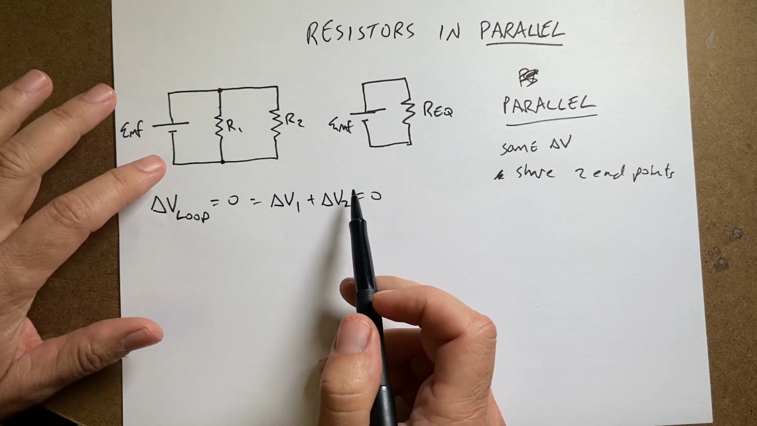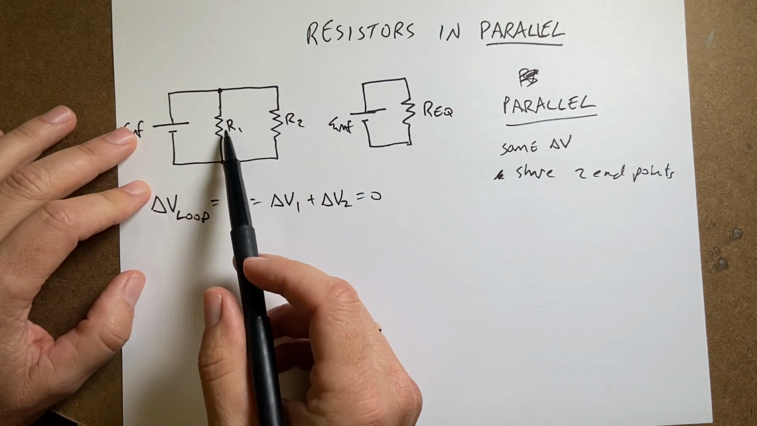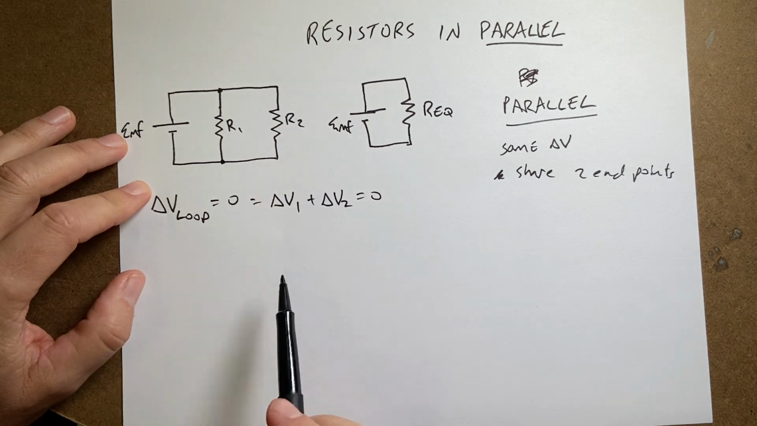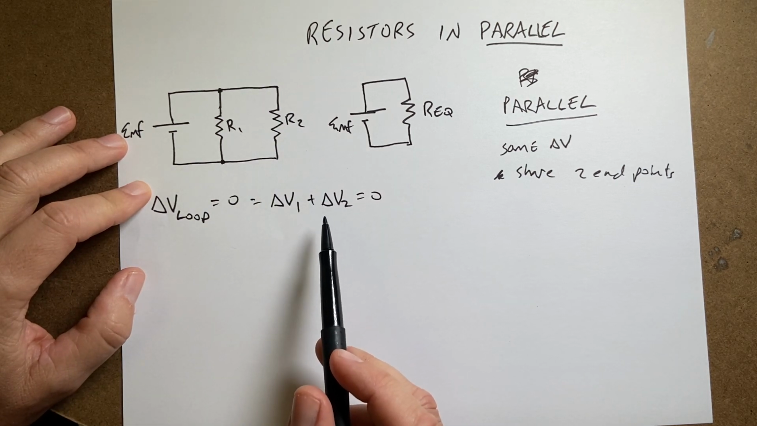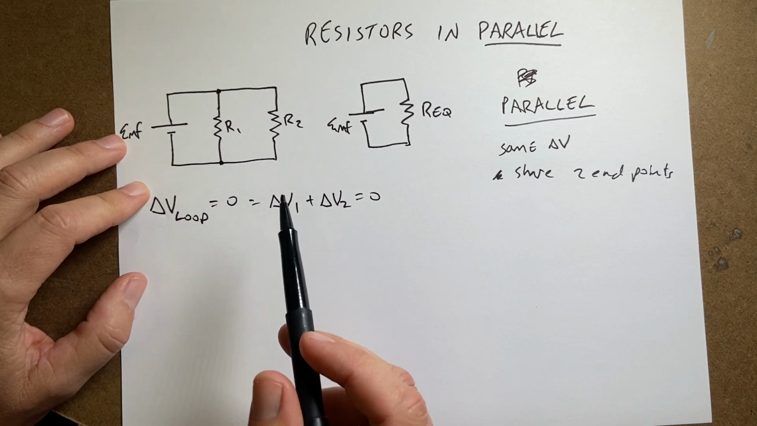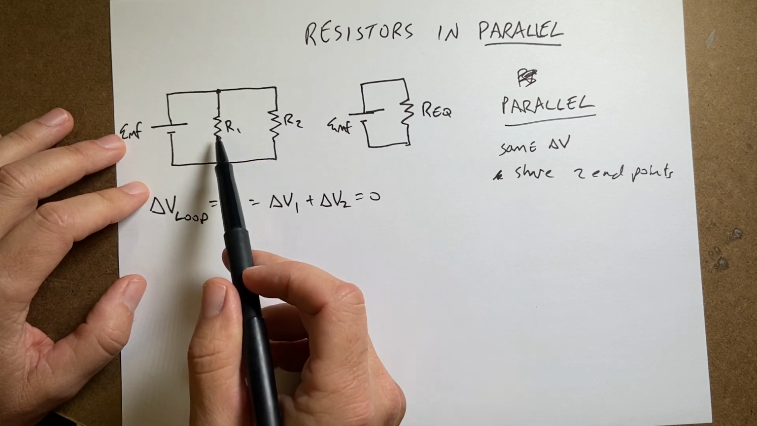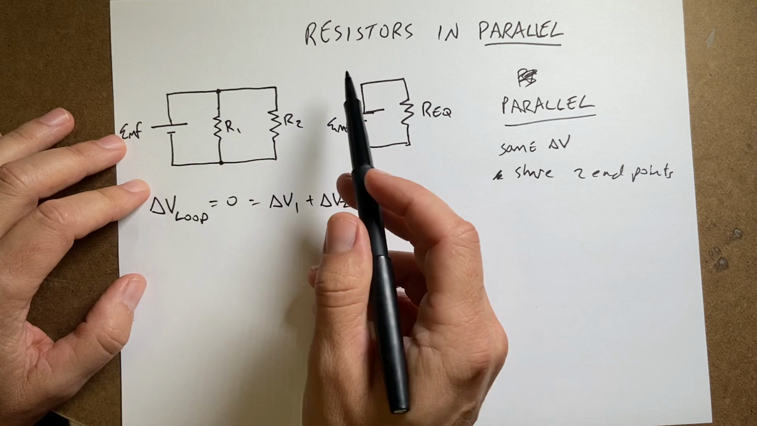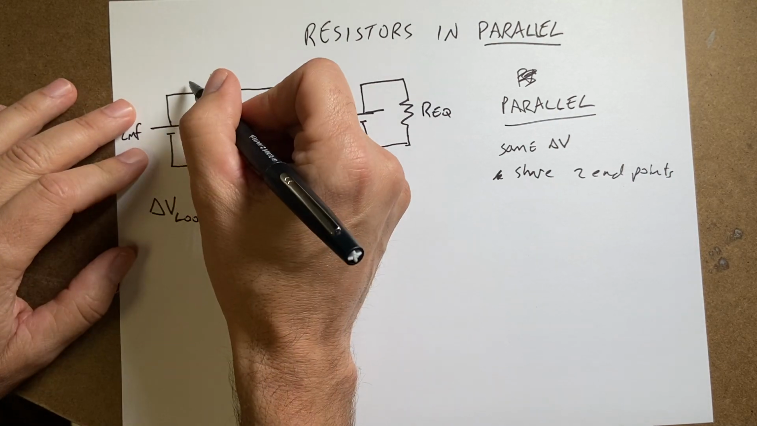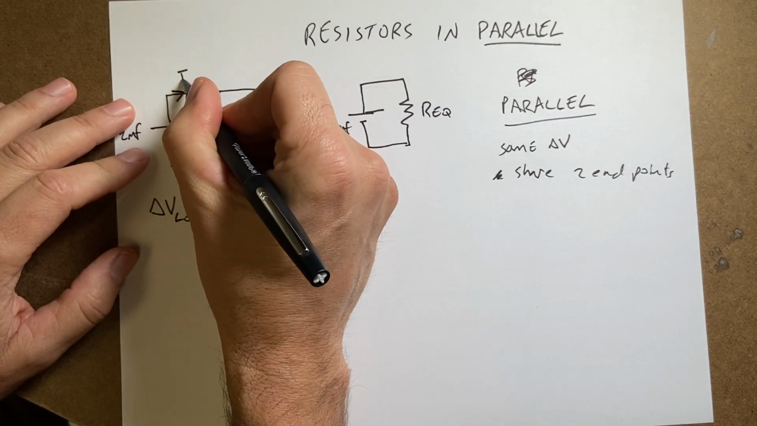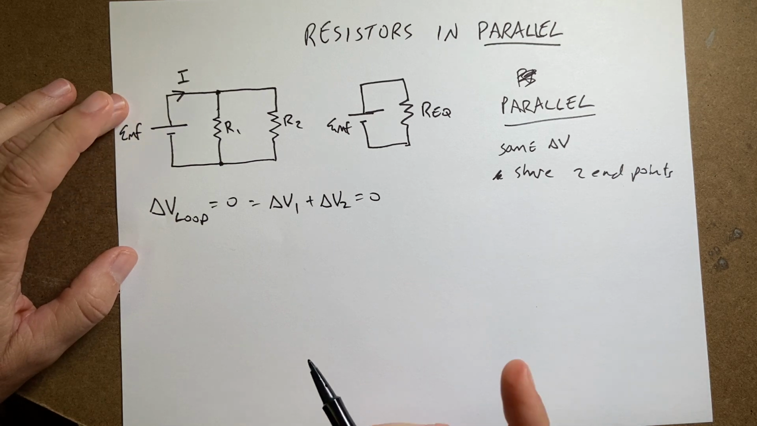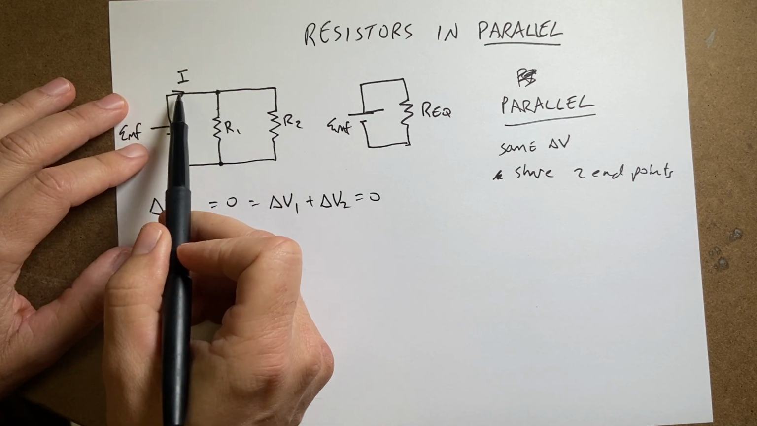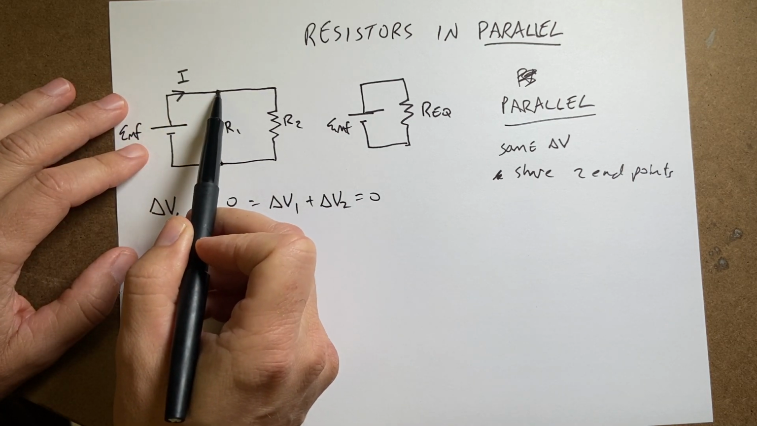Okay, so what I want to do, and this is true for anything in parallel, you don't have to have just resistors in parallel, is take these two resistors in parallel and find one resistor that would give the same total current coming out of the circuit. So let's say here I have the current I coming out of the battery. Now at this point, we have a problem because I comes down here into a junction.